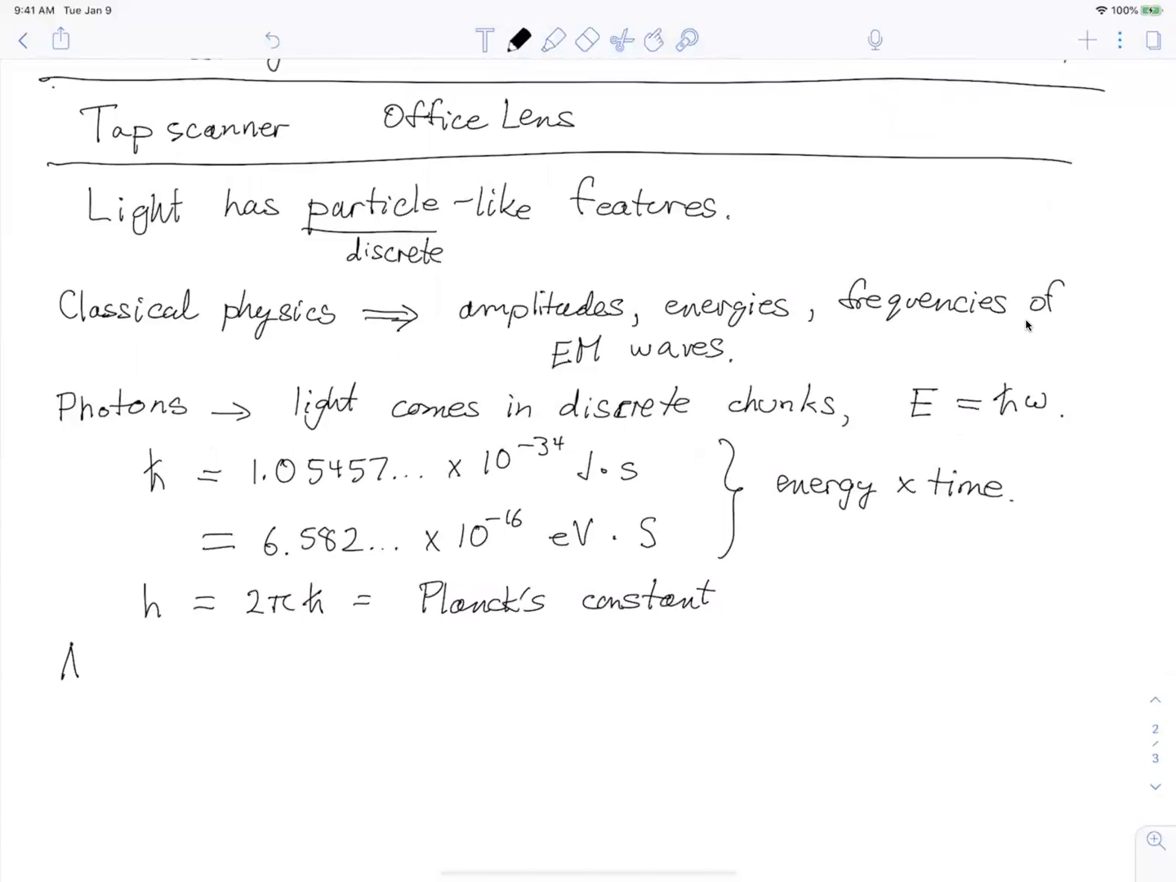Now, going along with that, and this is really with Einstein's special relativity put in, we also have that the momentum of a photon is h bar times k, where k is 2 pi over the wavelength. So once you decide on the wavelength, then you know the frequency, and then you know the momentum and the energy.